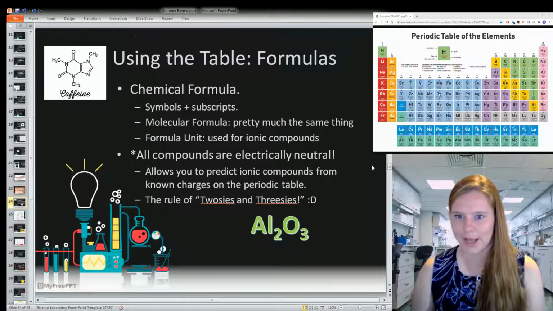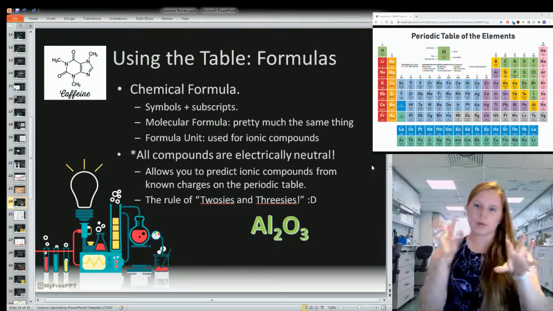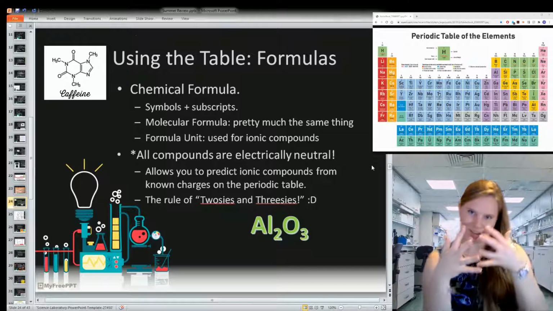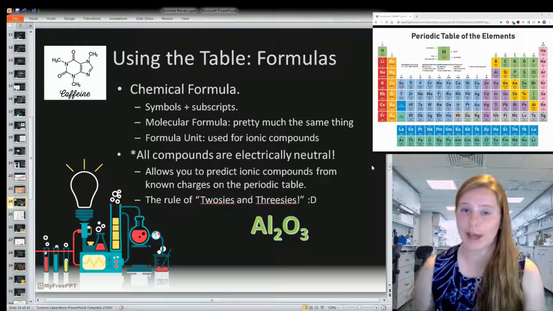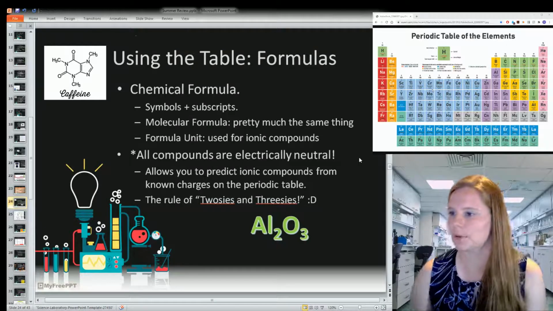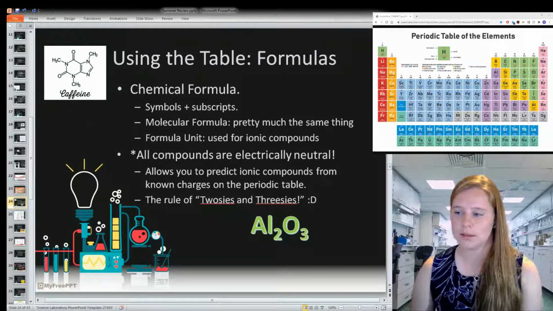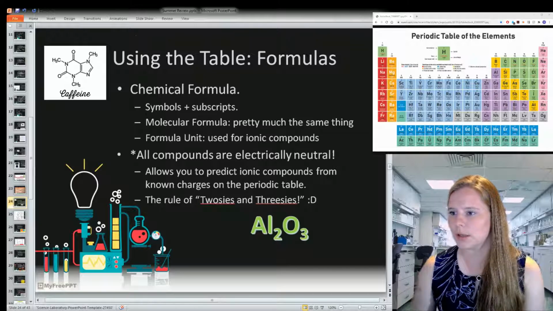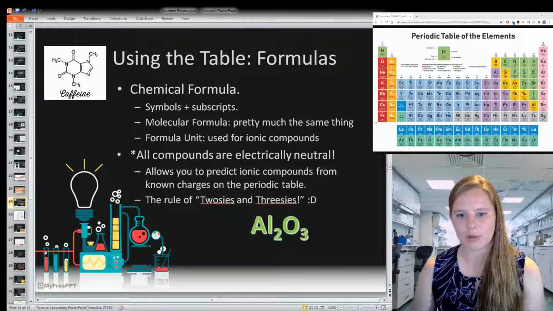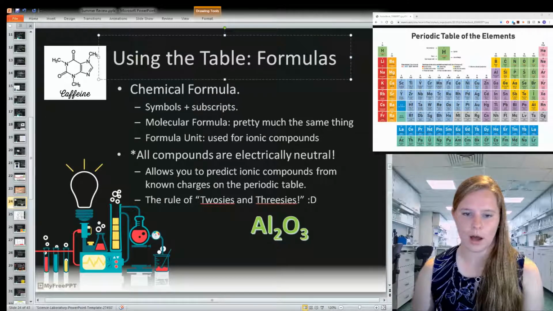All right, last slide for us today is then using that information, using the basic charges on the table, metals, non-metals, to actually form a formula. How do we write formulas? We're going to look at how to name them in a later video, but for today, how do you make a legitimate compound? Okay, so a chemical formula, something like this, Al2O3, is going to contain symbols and then subscripts. The symbol obviously tells you which element it is, so Al tells me this is aluminum. The subscript tells me how many of that element. So if I have a subscript of 2, I have 2 aluminums.